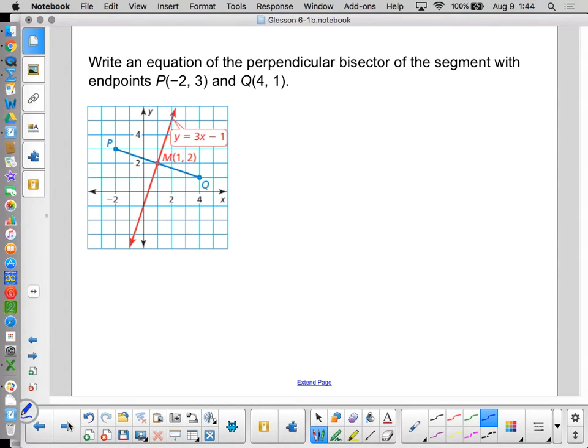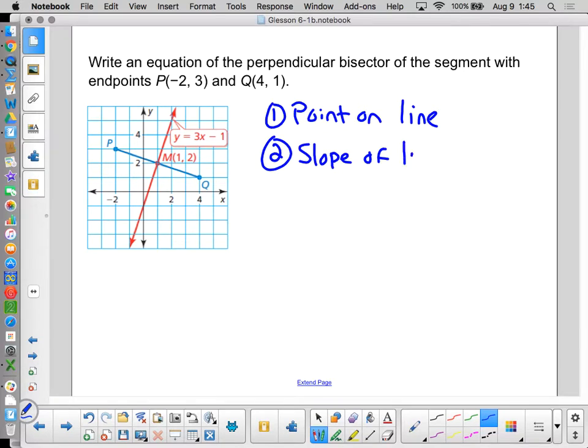So the first thing we need to do, if it's going to be a perpendicular bisector, remember, to find the equation of a line, we need to know, one, a point on the line, and two, the slope of the line. This line we're talking about here is the red line. I need to know a point on that line. I need to know the slope of that line in order to find the equation of that line.